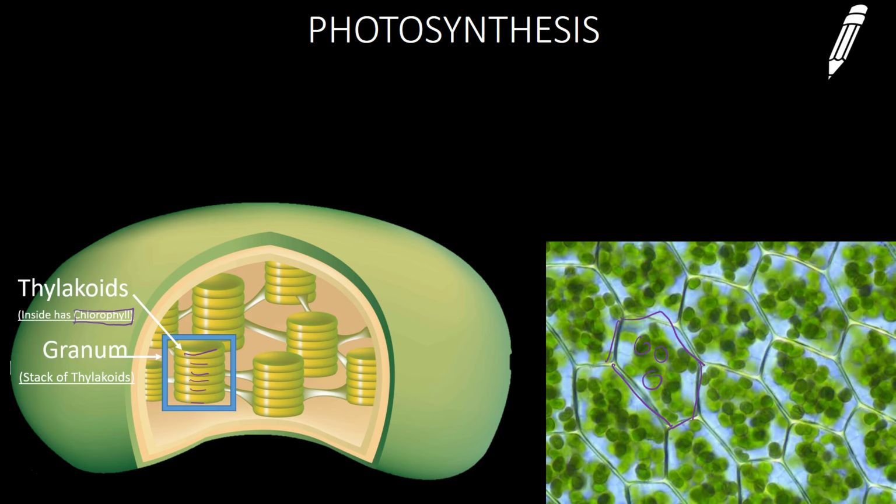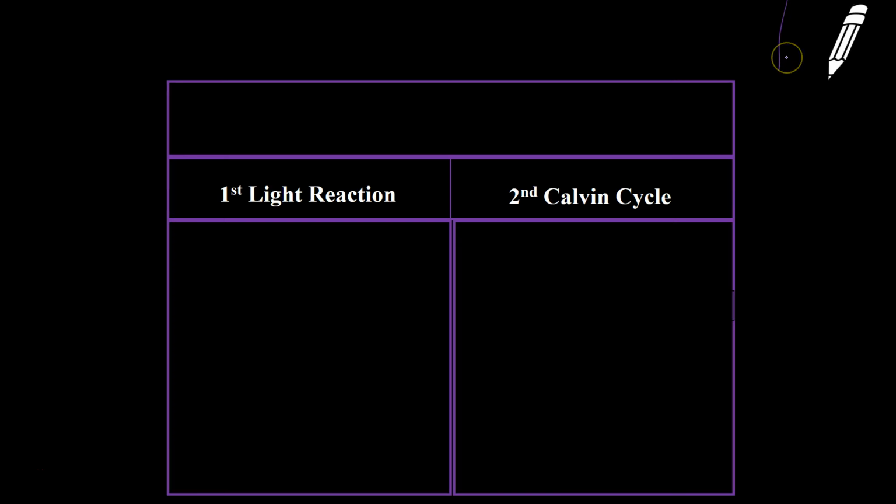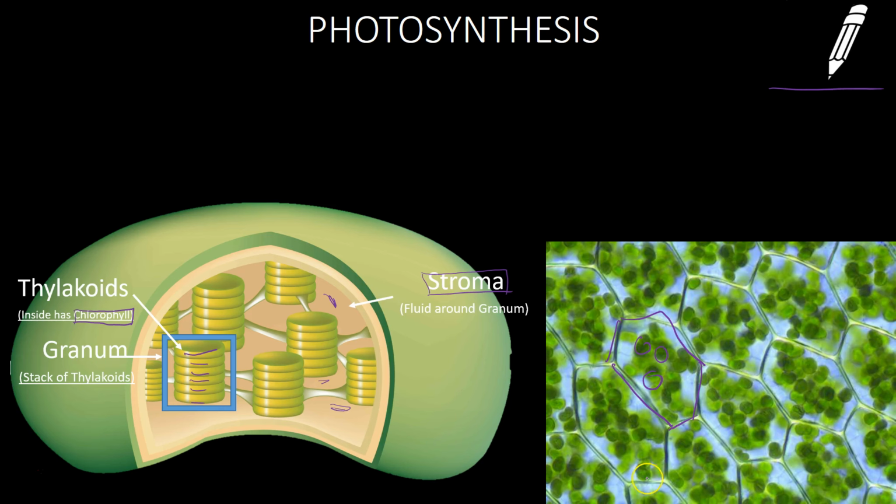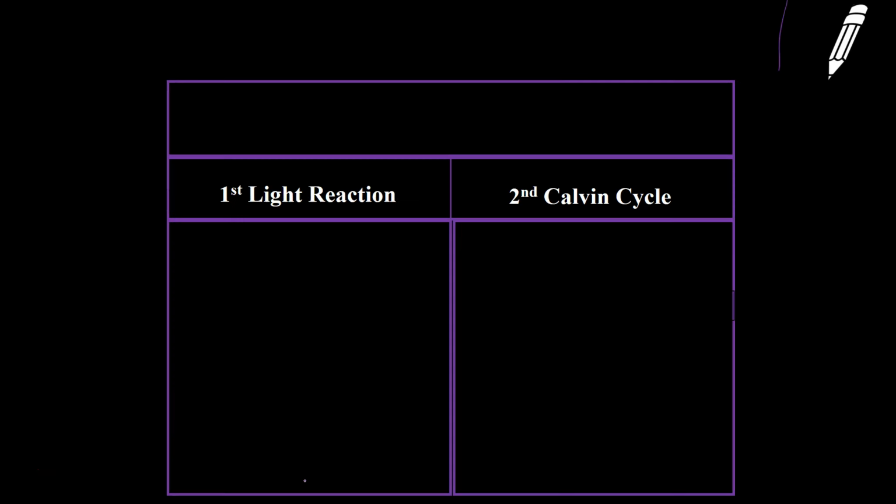Now there's a clear fluid around all the grana, and that's called the stroma. The stroma is the fluid around, and this is where the second part of photosynthesis is going to take place, inside of the stroma. And please make sure you give a quick sketch in your notes. You don't need to worry about this page, but just make sure you sketch the chloroplast and label it.